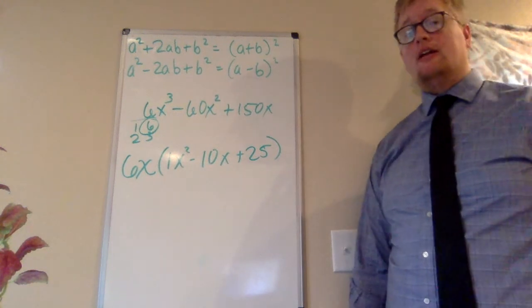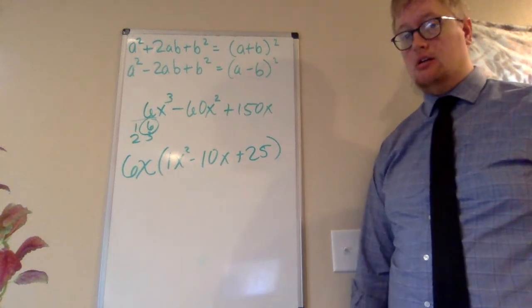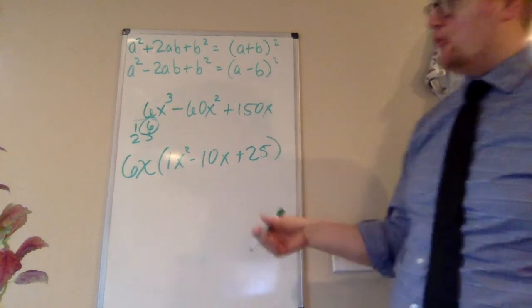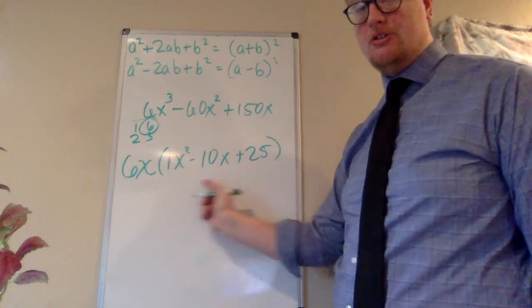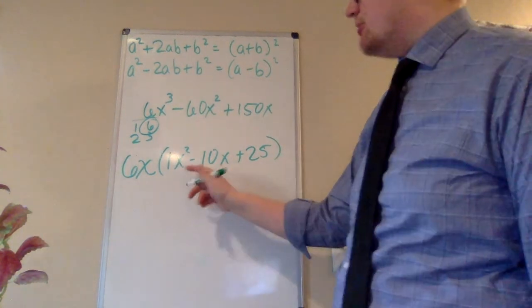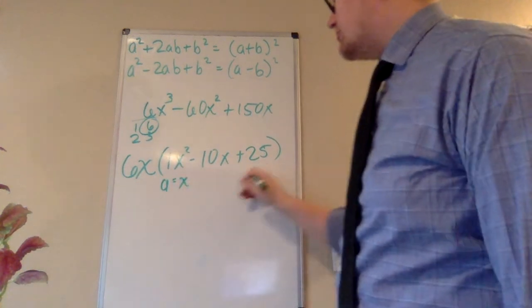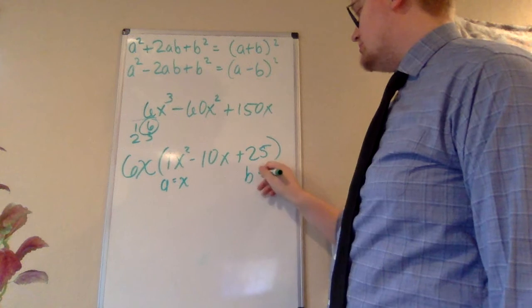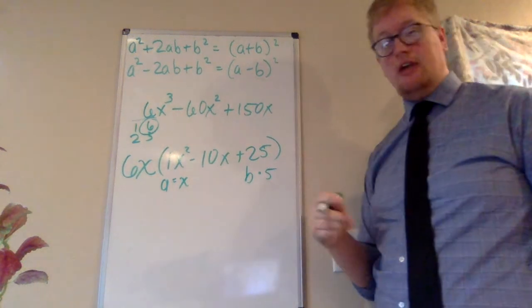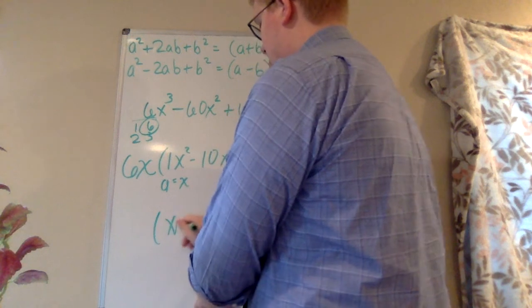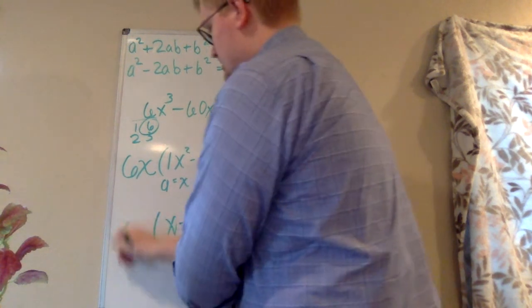And now that I have that, I can find out what a and b is, so that I can use it in my formula. You're looking at what's inside this parentheses here. The square root of x squared is just x. Square root of 25 is 5. That gives me a and b. And I get x minus 5 squared with a 6x in front.